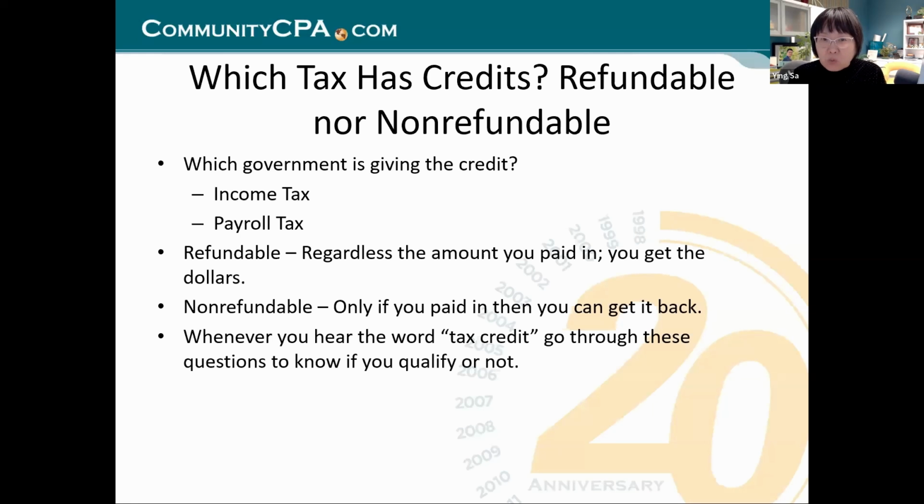What you get depends on what kind of tax credit you are getting. Refundable or non-refundable, your tax strategy could be different. With that said, let's go to R&D.